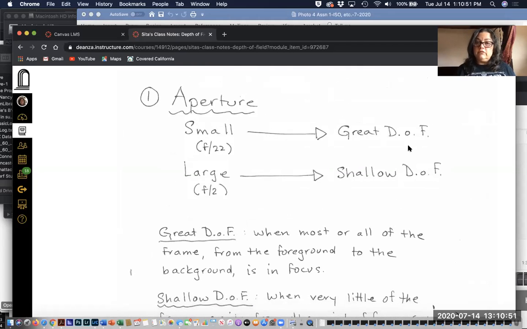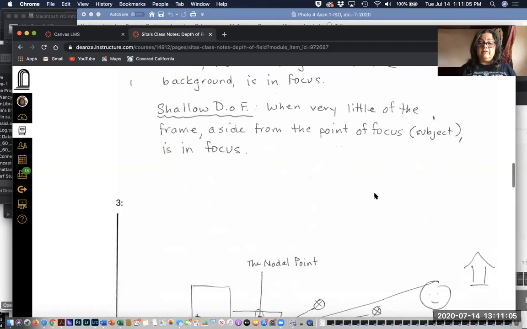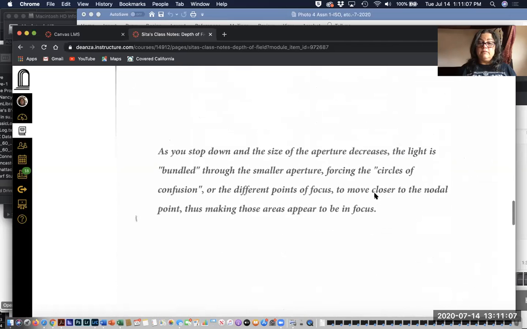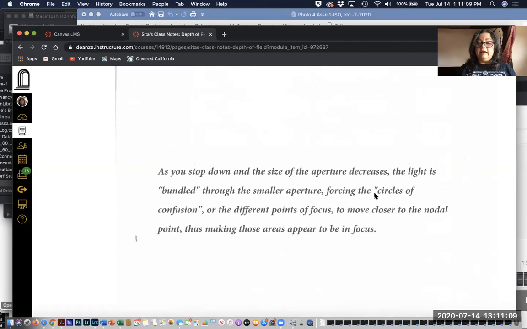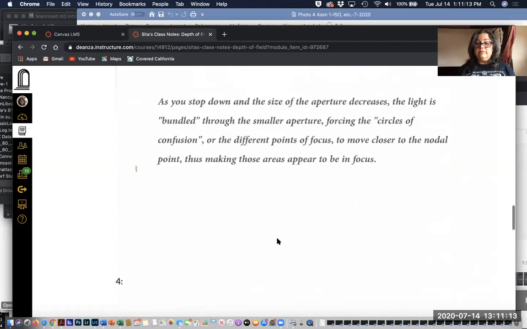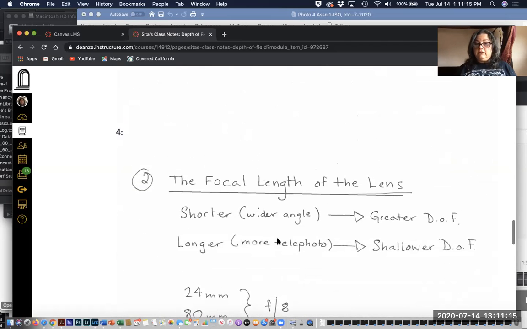Okay, so as I said, the aperture is the thing that we as photographers use to purposely change depth of field. But there are two other things that affect the depth of field. And the second of the things that affect depth of field is the focal length of the lens. So we said the focal length of the lens is how long the lens is.